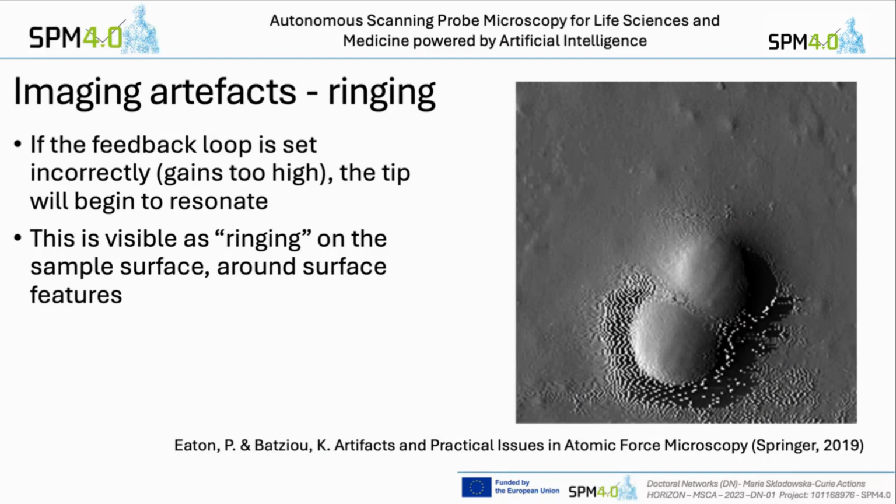So ringing is another effect we see. See this around these cells, you can see these weird blobs around the cell. And this is ringing. This is where the feedback loop that we use, the gain on that is set too high. So you're basically amplifying your signal, but you're also amplifying a lot of the noise, and you get a really high noise background. This is all just noise that's being amplified by the gain being set too high.